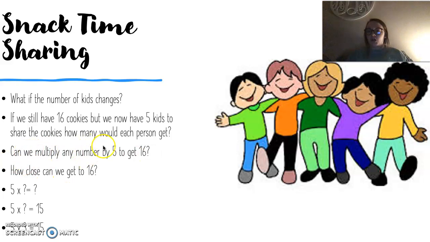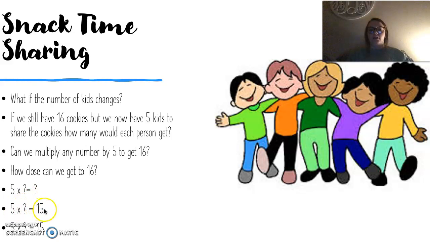So then we would kind of talk about how we should go about this first. So last time we talked about how 4 times what equals 16. So can we multiply any number by 5 to get 16? And we would talk about maybe problem solving and figuring that out if we could do that, and then talk about how we can't do that. So how close can we get to 16 if we can't exactly get 16? So 5 times what would get us closest to 16?